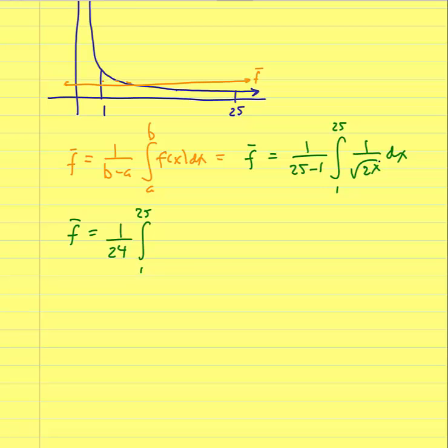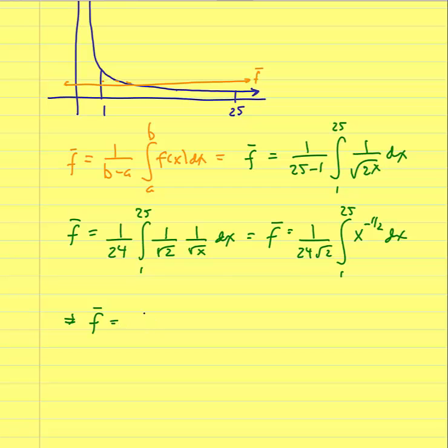Now this 1 over root 2x, I can rewrite that as 1 over root 2 times 1 over root x. And again, I'm just rewriting this, I still haven't integrated it, I can pull that out front. So that's going to be 1 over 24 root 2, integral from 1 to 25 of 1 over root x dx. Now I'm going to flip this up top so I can use the power rule. So now I'm finally ready to integrate this. Okay, so again, haven't integrated yet, but now we will do that.